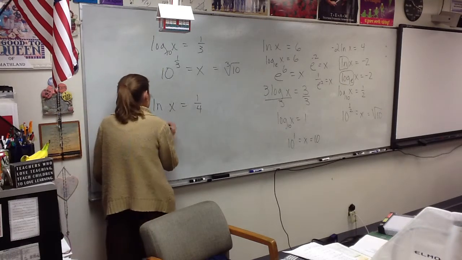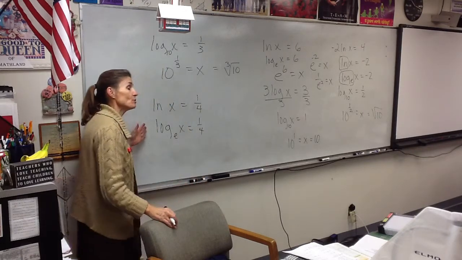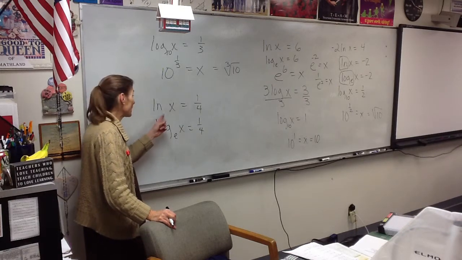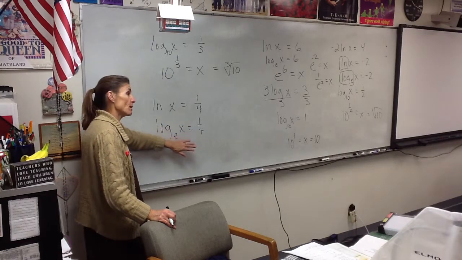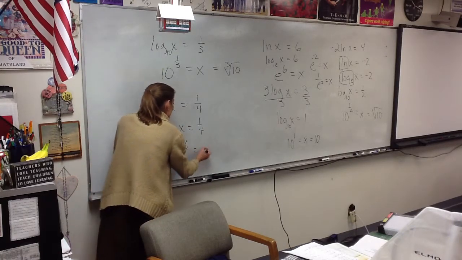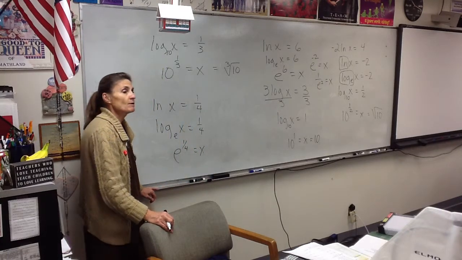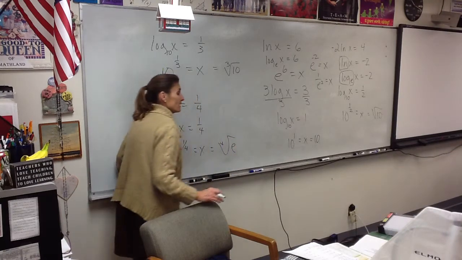We're going to rewrite it as log base e of x equals 1/4. Now, I always do this. You don't have to rewrite it. If you are getting comfortable knowing ln is base e, you can skip this step. I'm going to write it down. Then I'll translate it. E to the 1/4 equals x. And what does e to the 1/4 mean? The 4th root of e. Perfect.